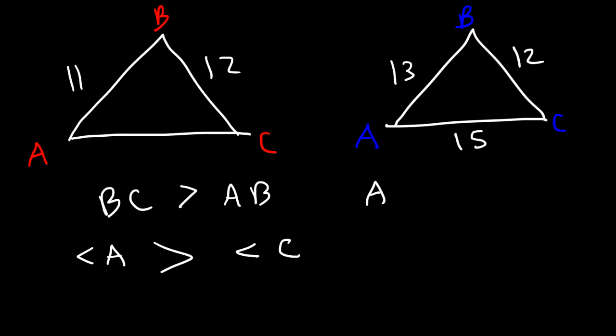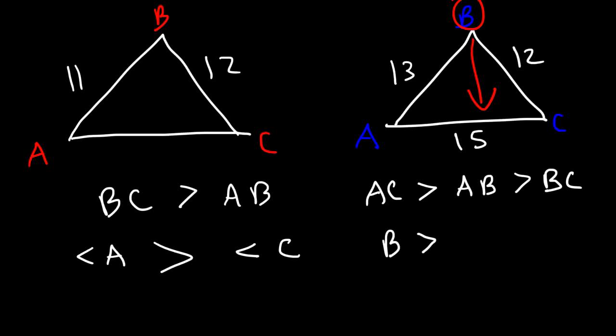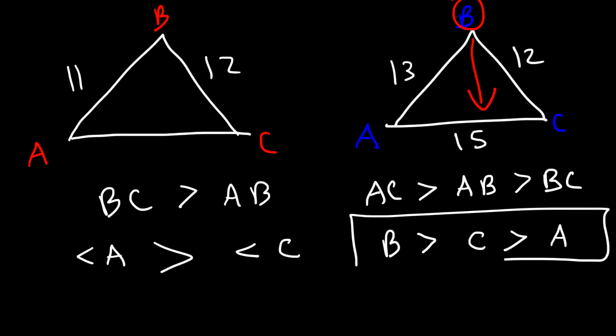Now, AC is greater than AB, and AB is greater than BC. So therefore, because AC is the longest side, angle B is going to be the greatest angle because it's opposite to the longest side. So angle B is going to be greater than angle C. C is opposite to AB. And angle C is greater than angle A. So this is the statement that we can make.